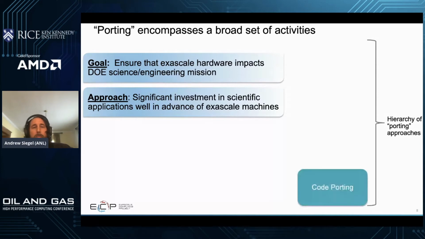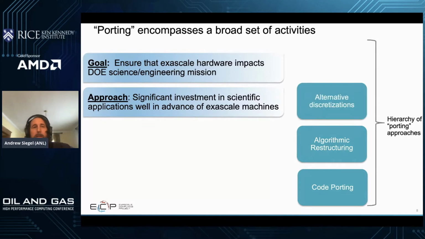So we think of code porting as maybe reordering loops or changing data structures or memory coalescing, whatever the case might be. But we also have things that are more fundamental algorithmic restructuring that could include things like communication avoiding algorithms, reduced synchronization, or use of specialized hardware. And then we think of alternate discretizations, like approaching a problem using higher order methods because they have higher arithmetic intensity, which are more amenable to the hardware.